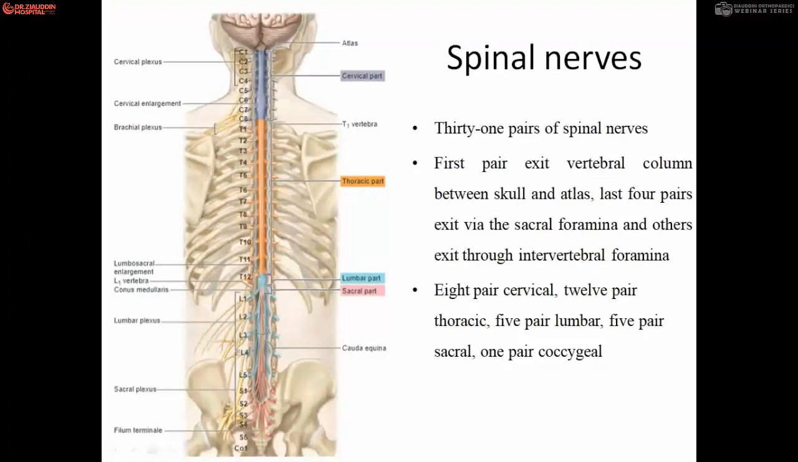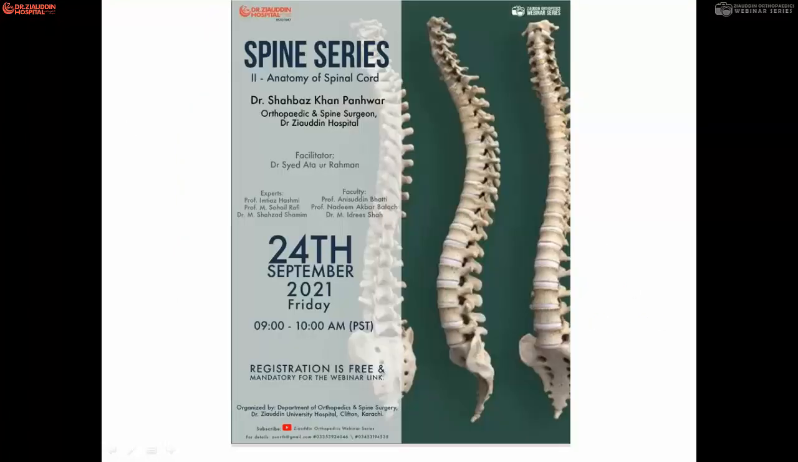There are 31 pairs of spinal nerves. The first pair exits the vertebral column between the skull and atlas, and the last 4 pairs exit via the sacral foramen, and the others exit through the intervertebral foramina. In total, there are 8 pairs of cervical nerves, 12 pairs of thoracic, 5 pairs of lumbar, 5 pairs of sacral nerves, and 1 pair of coccygeal nerves.